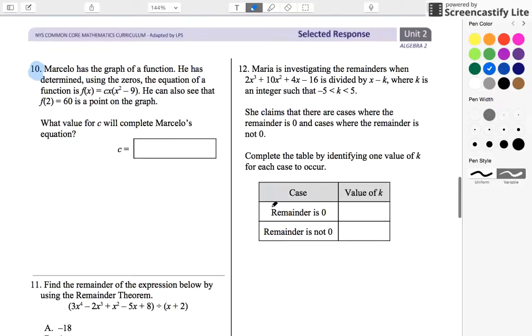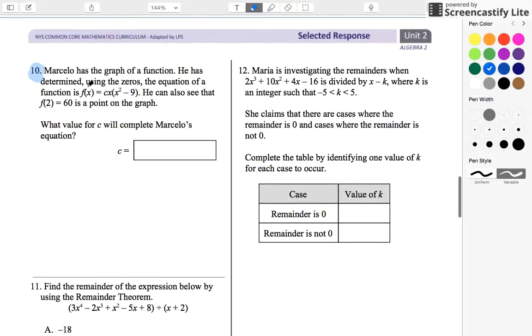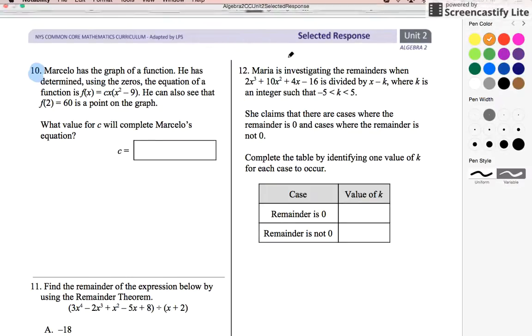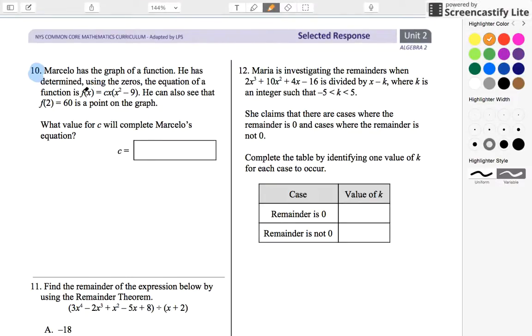Okay, last question. It says Marcelo has the graph of a function. He has determined using the zeros the equation of a function. So that's important. That looks pretty important to me. So there we have this function. He can also see that f of 2 equals 60 is a point on the graph. What value of c will complete Marcelo's equation?